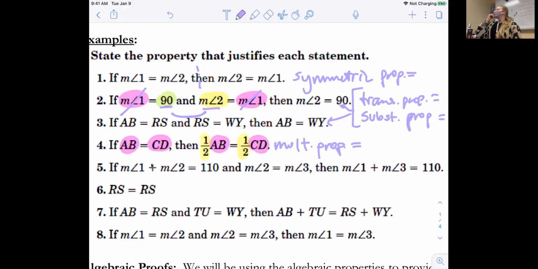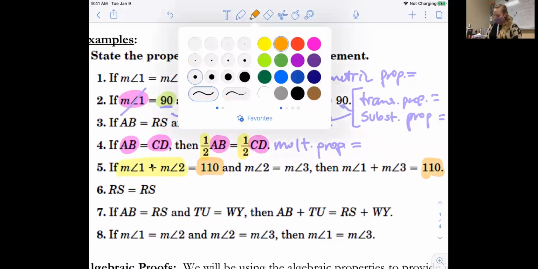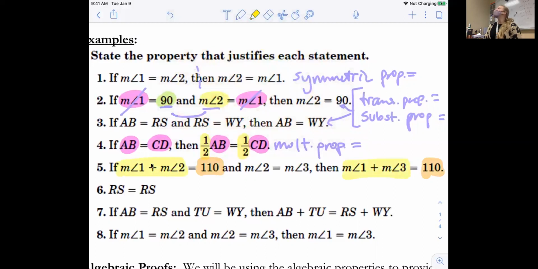Okay. If measure of angle 1 plus measure of angle 2 equals 110, and measure of angle 2 equals measure of angle 3, then measure of angle 1 plus measure of angle 3 equals 110. You good there? Okay, basically, I'm starting and ending with the same thing. The only thing that's different is I take out measure of angle 2 and I put in measure of angle 3.